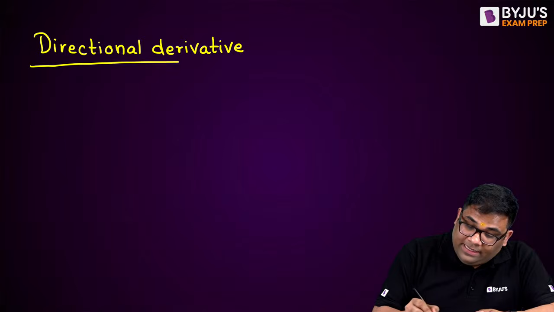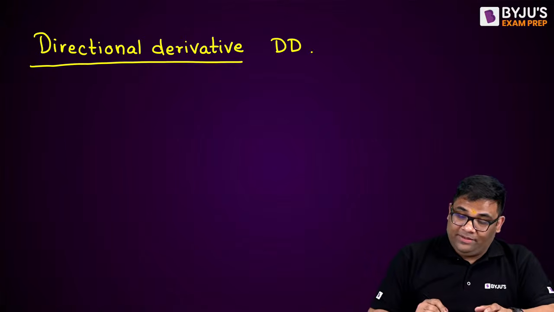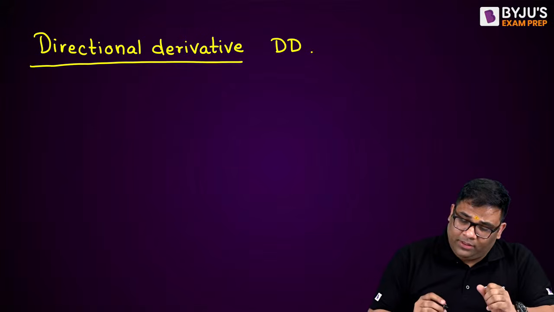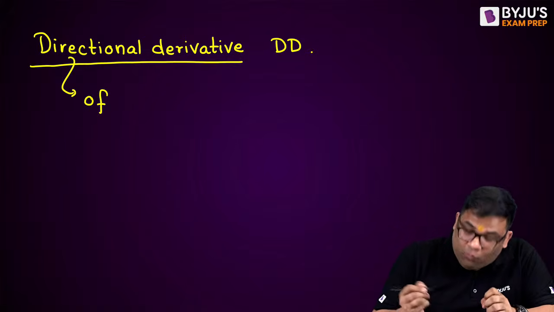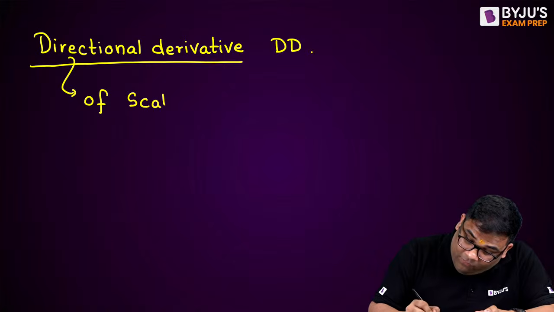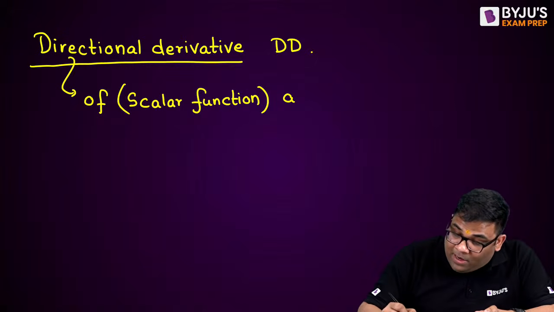dd, we call this as what? dd. The directional derivative is always with respect to a particular direction. Okay. The directional derivative of what? We always take the directional derivative of a scalar function. We'll always take the directional derivative of a scalar function about a direction.